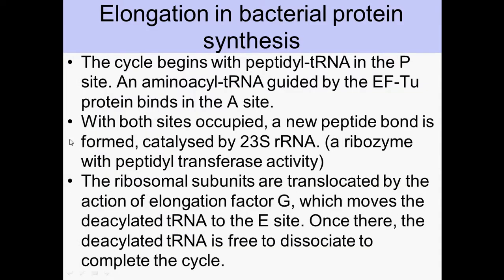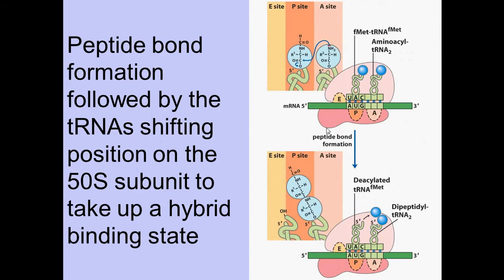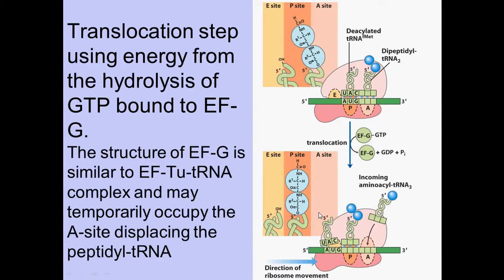So to review, the cycle begins with the peptidyl transfer RNA in the P site. Peptidyl tRNA is this one, peptidyl tRNA in the P site, and then the aminoacyl tRNA in the A site, and then the peptide bond formation.